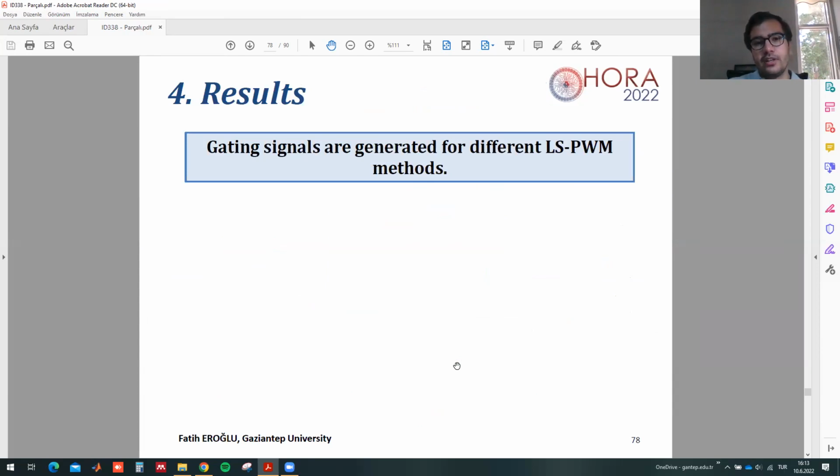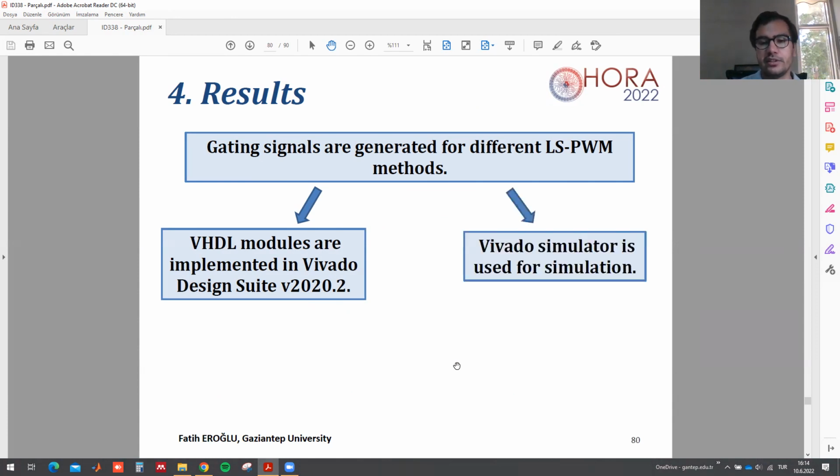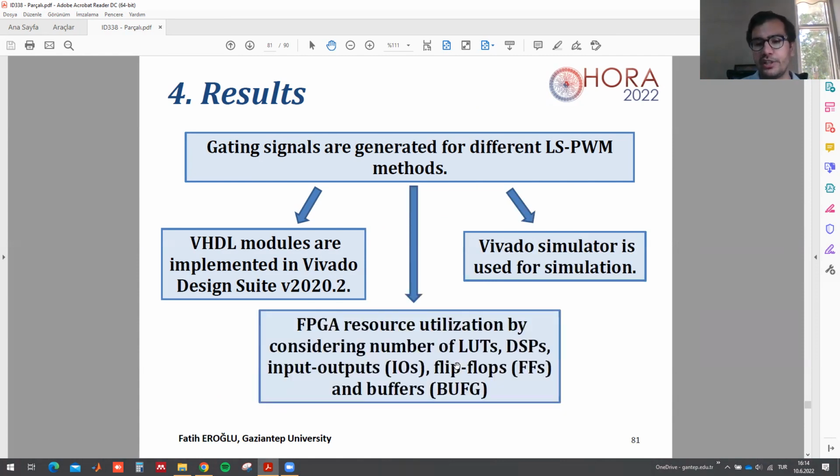So, in the results section, gating signals are generated for different LSPWM methods, and we used the Vivado Design Suite here and the simulator of this design suite as well. And resource utilization is compared for the different level-shift PWM methods in terms of lookup table number, DSPs, input outputs, flip-flops, and buffers.